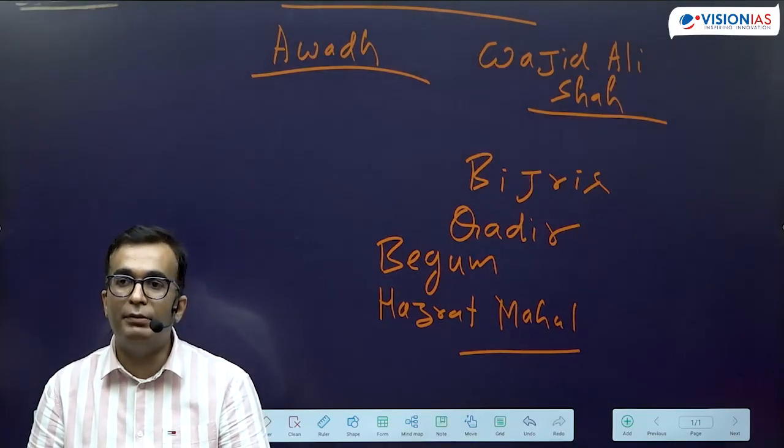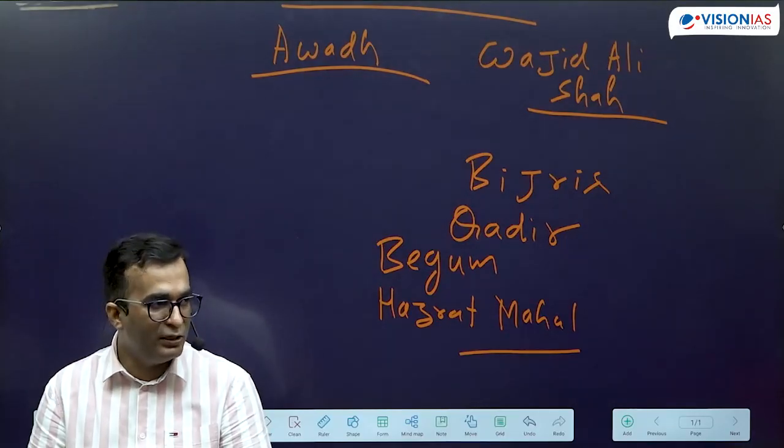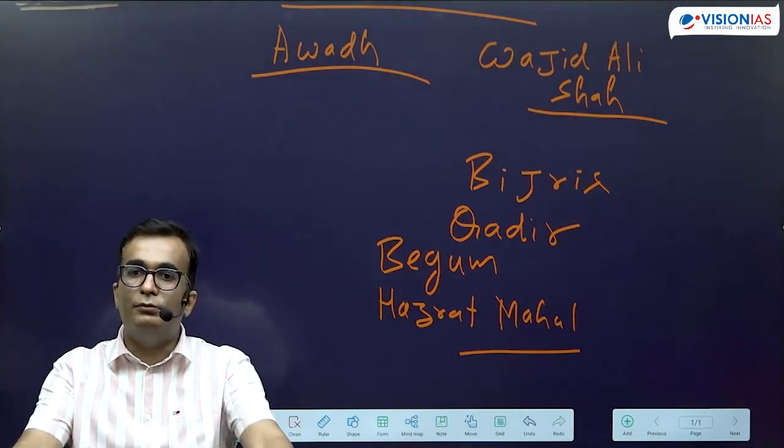And Nana Sahib and Begum Hazrat Mahal. Nana Sahib fled to Nepal, and Begum Hazrat Mahal also got refuge in Nepal. So this is how it has come to an end.